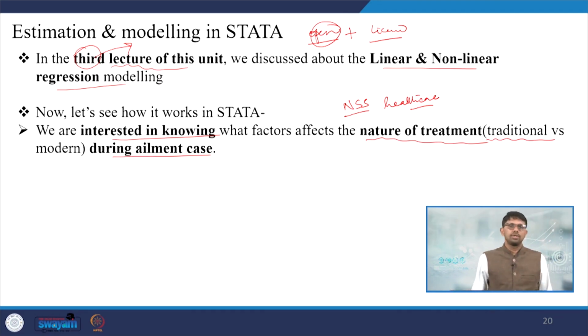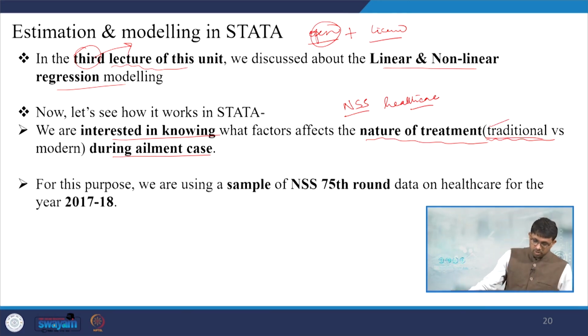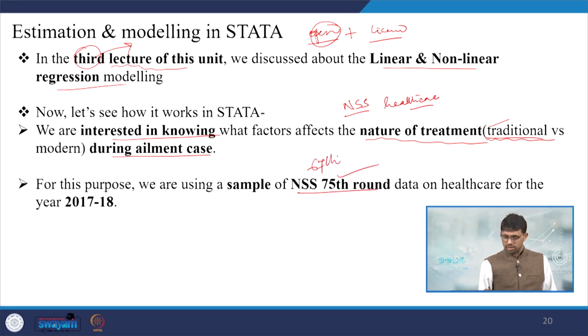If somebody is suffering with some ailment, then the person takes the help of a different method of treatment. Those may be traditional or modern. Hence, we have categorized them into binary forms. For this purpose, we are using the sample, as I just said, of the latest round of NSS, called NSS 75th round. The previous round you can also cross check, that is 70th round, on healthcare.